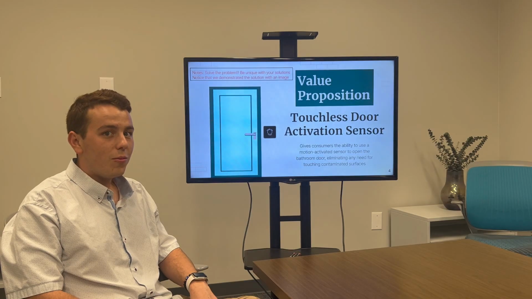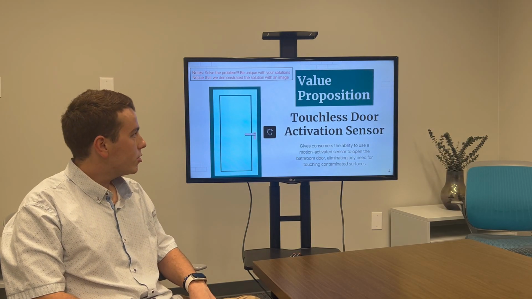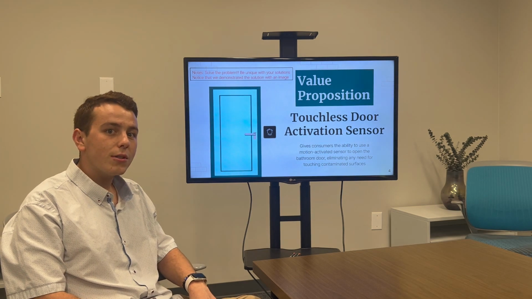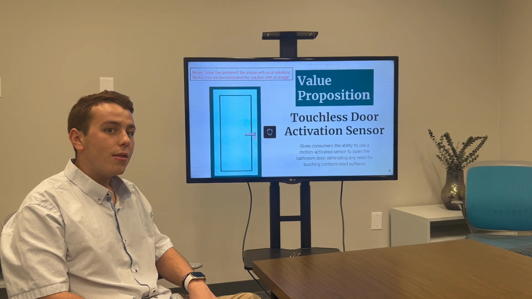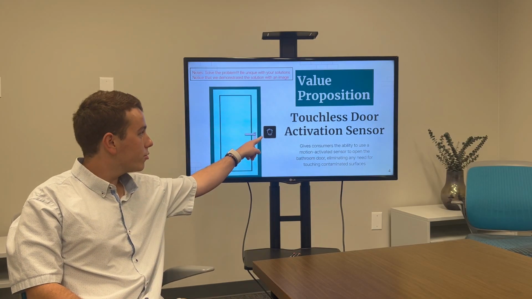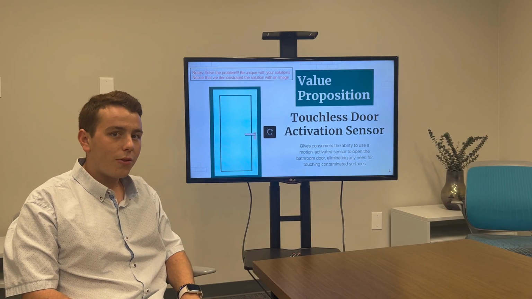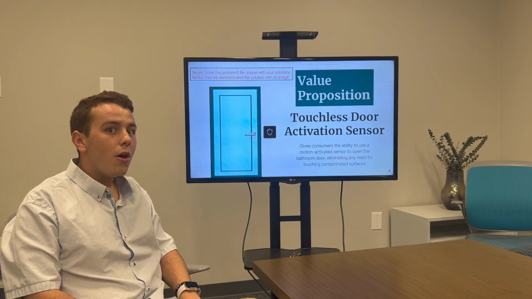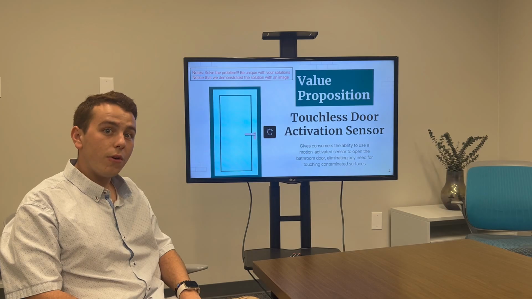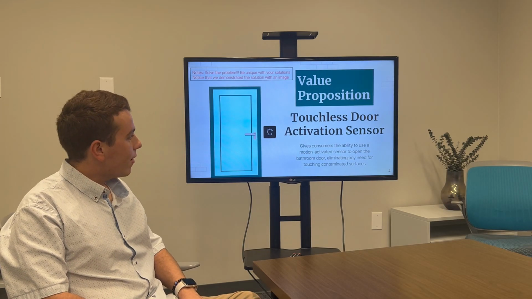Once you've done that, you can move on to your solution. You want to talk about your unique value proposition, and it really helps to use a visual to help your audience connect with the solution that you're offering. In this specific example, we're using a touchless door activation sensor, which will allow everyone to be able to open bathroom doors, especially those who are in a wheelchair and cannot use foot pedals or do not want to touch ADA buttons after washing their hands.